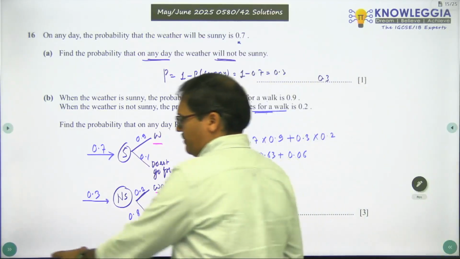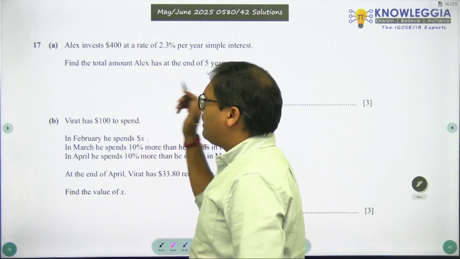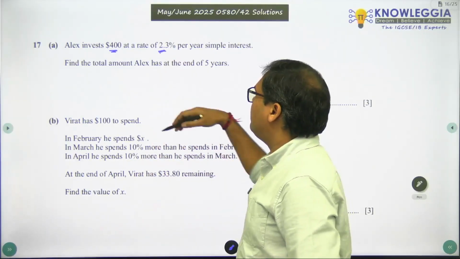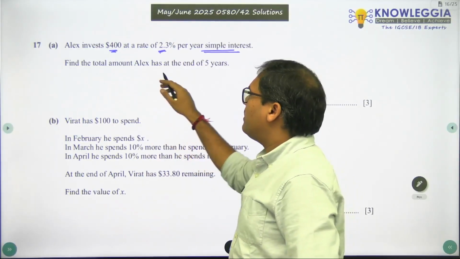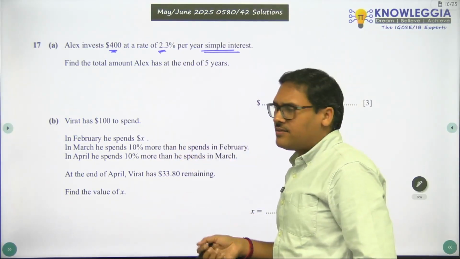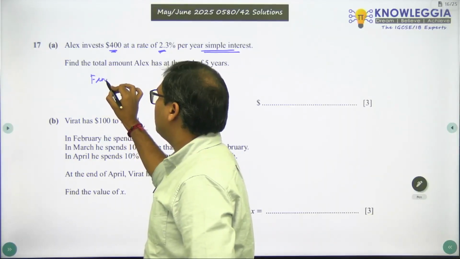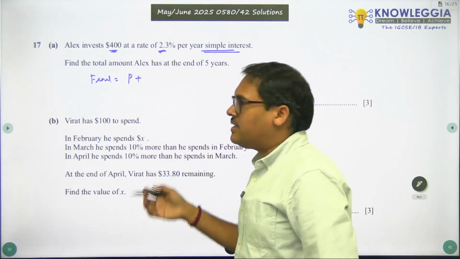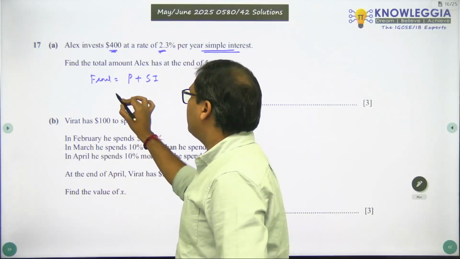Okay. Now the next question. On interest calculation: Alex invests $400 at a rate of 2.3 percent per year in simple interest. Find the total amount he will get after 5 years. So what is the final amount? The final amount will be equal to the original principal amount plus the simple interest, whatever interest he is getting.